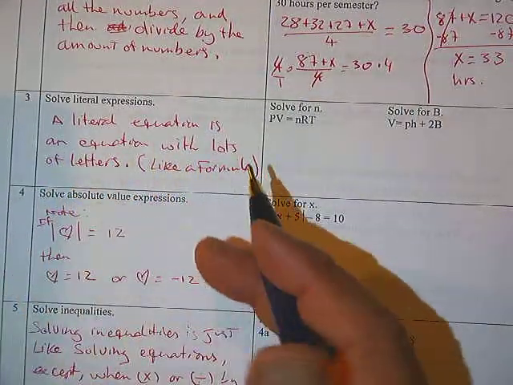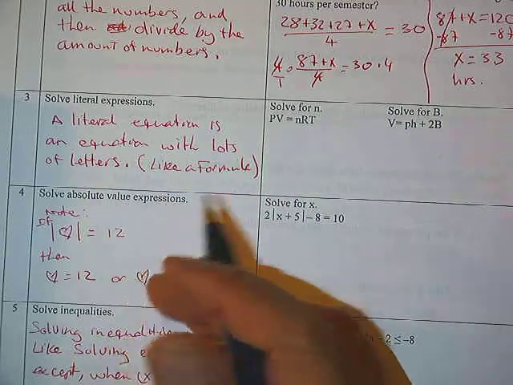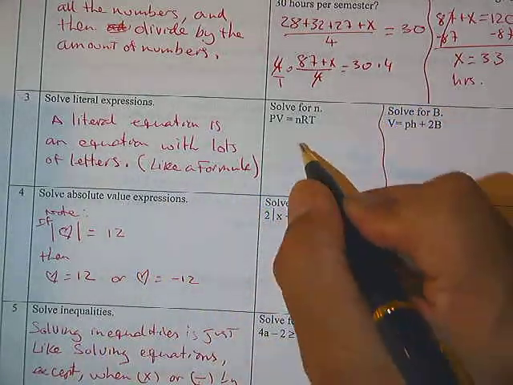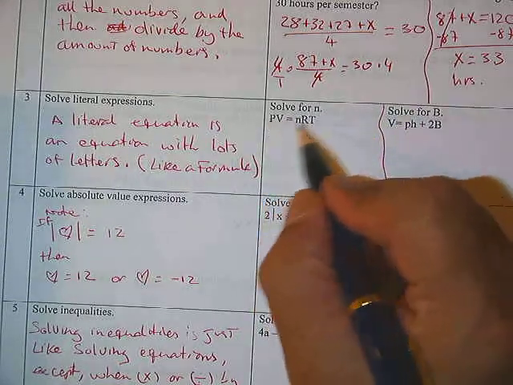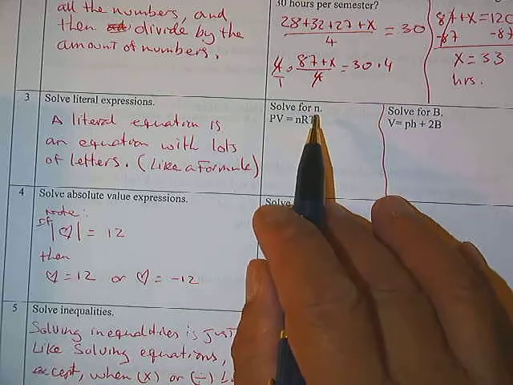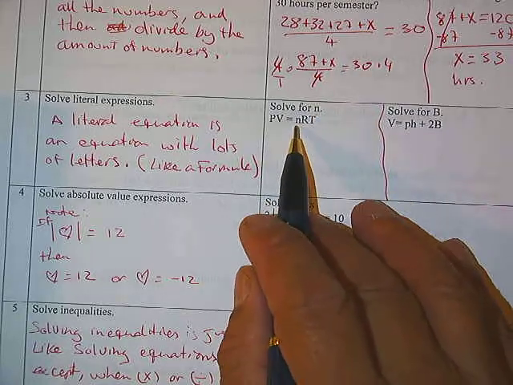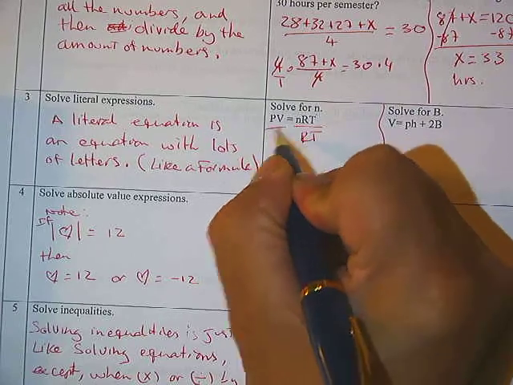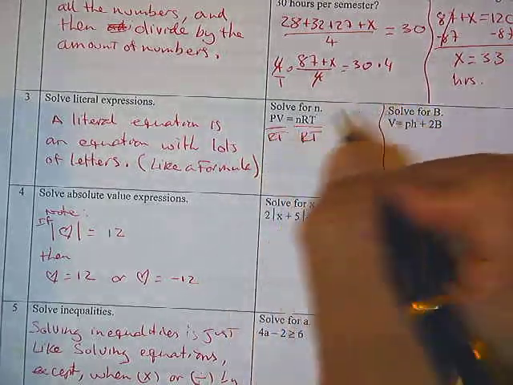So here's number 3. It's a literal equation. A literal equation is an equation with lots of letters, like a formula, like distance equals rate times time. So let's solve this. This is a volume that equates pressure, volume, and temperature. We're trying to solve for n.